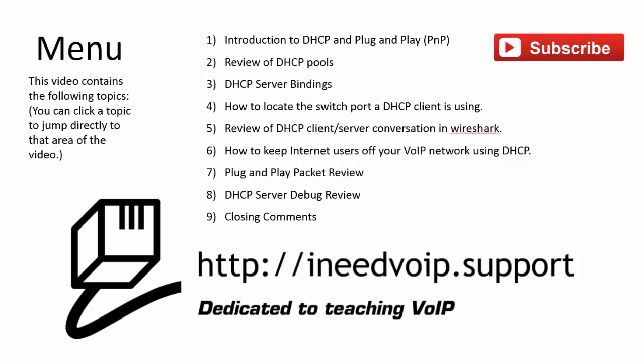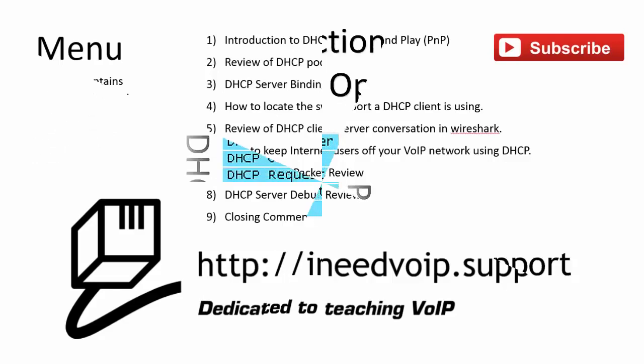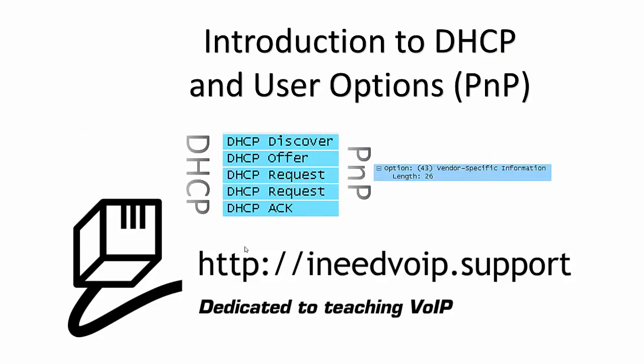Okay, that's a bit of a long-winded introduction. Just real quick, this title slide outlines the areas we're going to cover. Basically, we're going to cover the discover, the offer, the request, and the acknowledgement of the DHCP exchange. Then we're also going to cover user option 43, for example, which is plug and play, and I'll go into a little detail as to how that works.